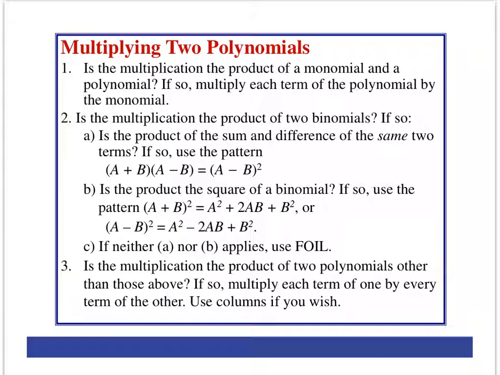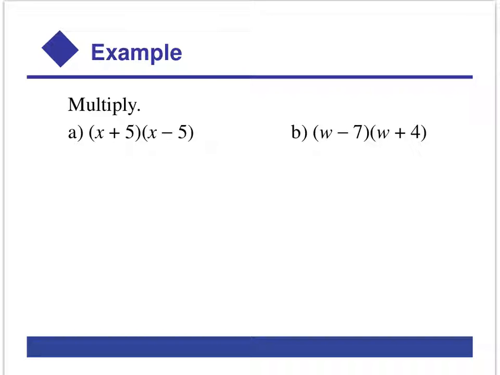So these are the rules to go by if you're going to multiply polynomials, the questions to ask yourself. So, for example, let's look at A. What do you notice about those? They're binomials and they're identical except for plus and minus, so I know a shortcut. I'm going to square the first term, I'm going to square the second one, and then I'm just going to drop in a negative sign.